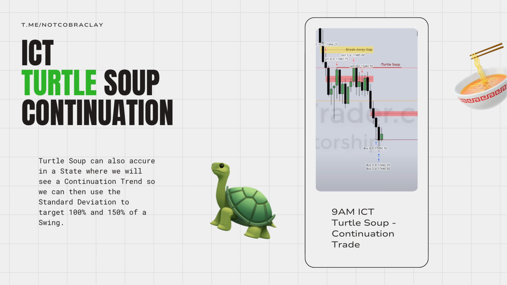The 9 a.m. ICT turtle soup continuation trend. Turtle soup can also occur in a state where we will see a continuation trend, so we can then use the standard deviation. For those who don't know, standard deviation is marking the previous swing high and swing low with the Fibonacci tool, giving you 100, 150, maybe 200% of the additional range, which is automatic, to then trade to and have a target, because for continuation trends, you don't have targets. You simply trade within the trend.